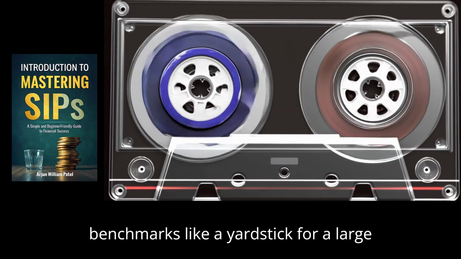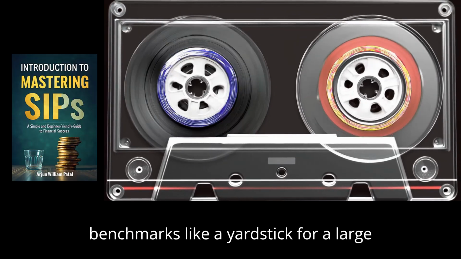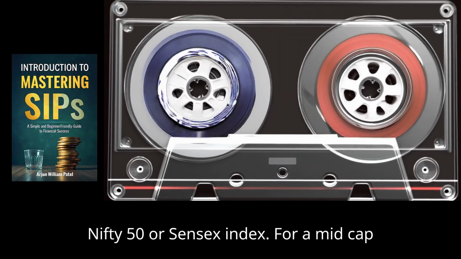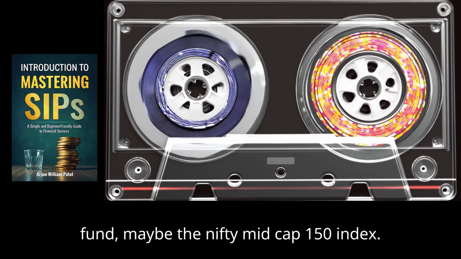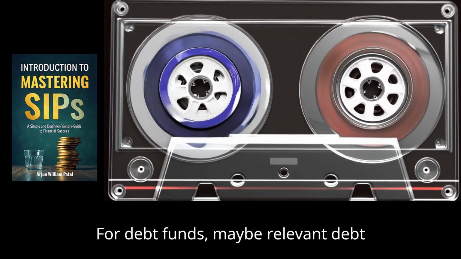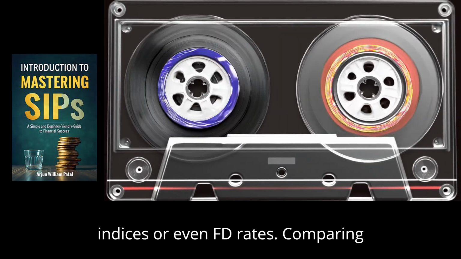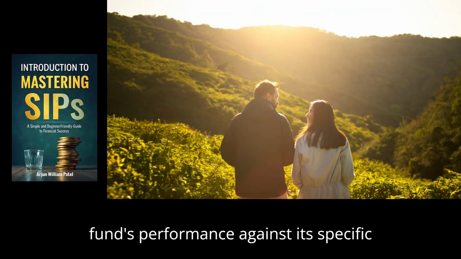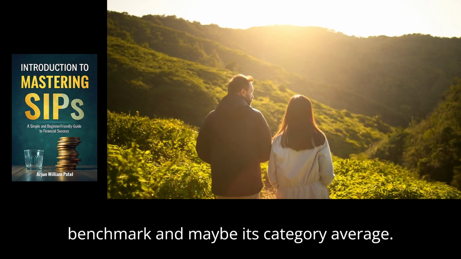You need relevant benchmarks, like a yardstick. For a large-cap equity fund SIP, compare it to the Nifty 50 or Sensex index. For a mid-cap fund, maybe the Nifty Mid-Cap 150 index. For debt funds, maybe relevant debt indices or even FD rates. Comparing apples to apples. Exactly. Compare your fund's performance against its specific benchmark and maybe its category average.